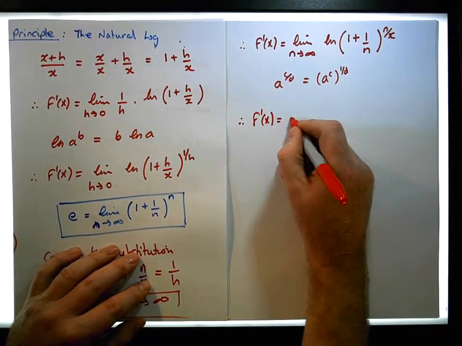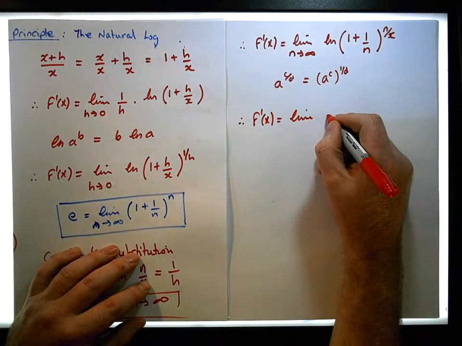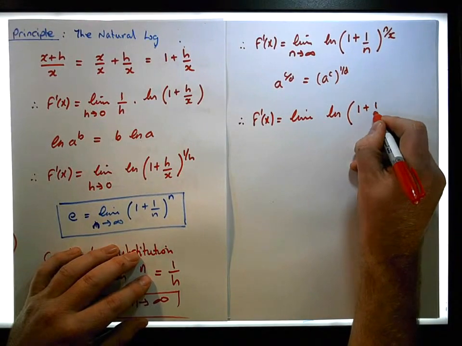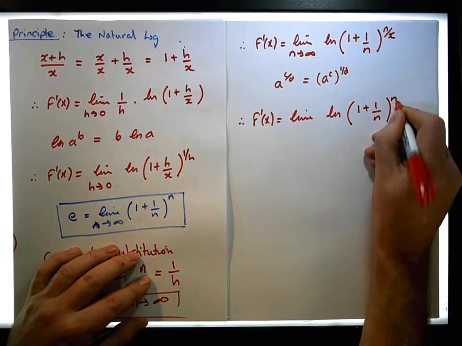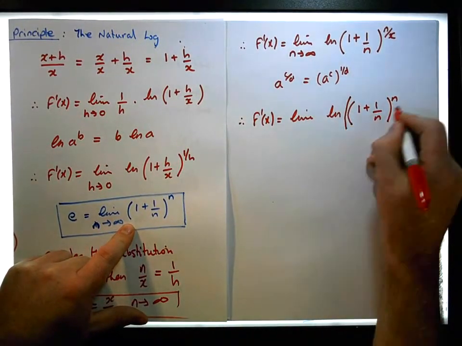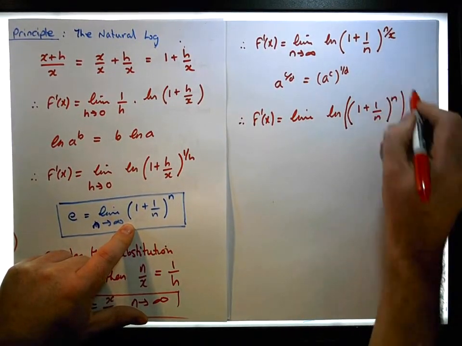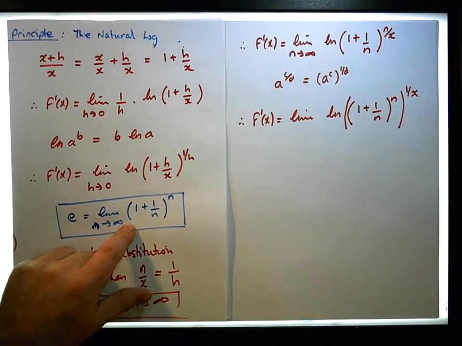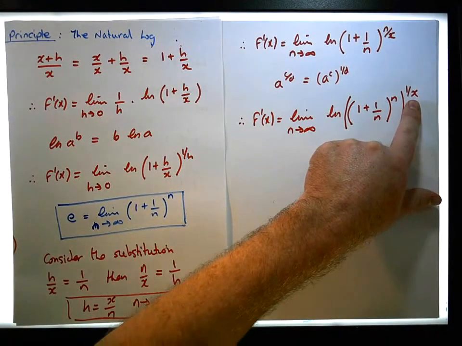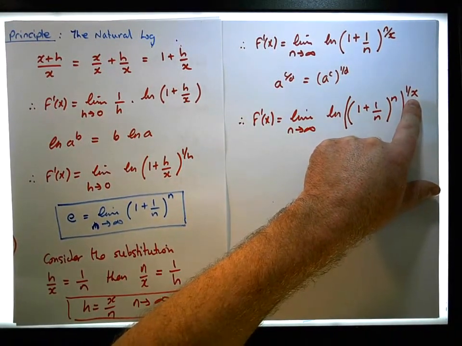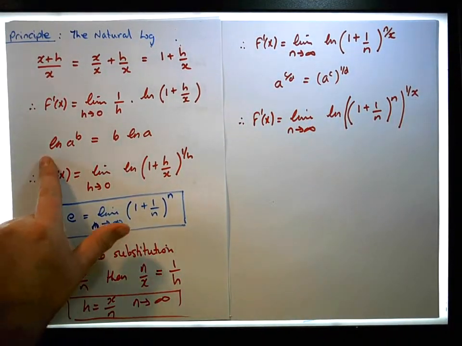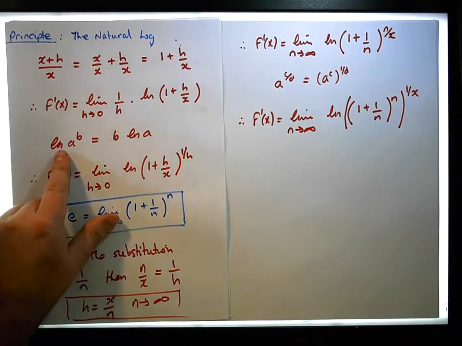So we can break this up now. Therefore, we have f prime of x is equal to the limit of the natural logarithm of 1 plus 1 over n, raised to the power of n. That looks like this thing here, but all of it is raised to the power of 1 over x, as n tends to infinity. Because this is an exponent associated with the natural logarithm, we can bring the exponent down. So we're applying this rule again, this time going from left to right.